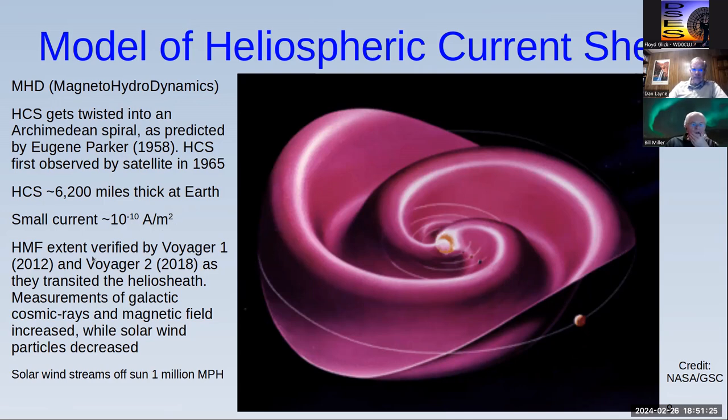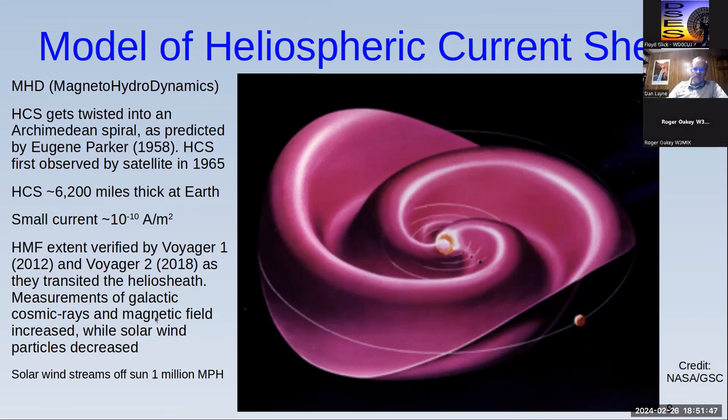And the extent of it, how far this sheet went, was verified by Voyager 1 in 2012 and Voyager 2 in 2018 as they transited the heliosheath. As they left the whole heliosphere, the measurements changed. The galactic cosmic rays and magnetic field increased, while the actual particles of solar wind from our sun decreased.